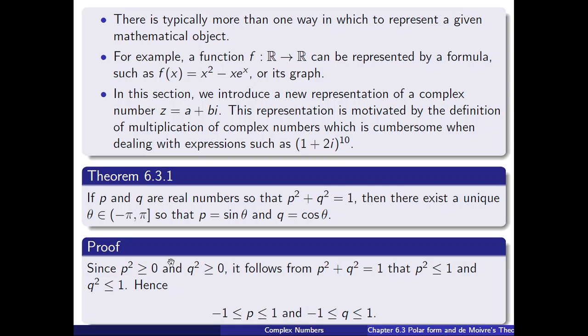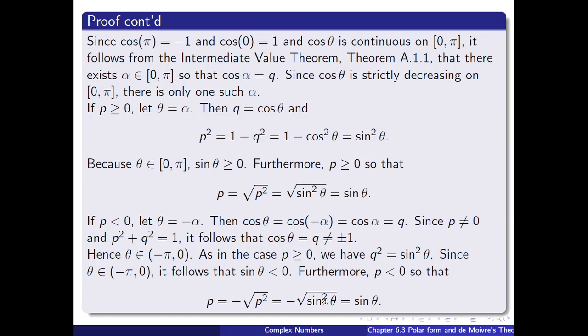So the proof of this is, since p squared is greater than or equal to 0 and q squared is greater than or equal to 0, it follows from p squared plus q squared being equal to 1 that p squared is less than or equal to 1, and q squared is also less than or equal to 1. So what it means is p is between minus 1 and 1, q is also between minus 1 and 1.